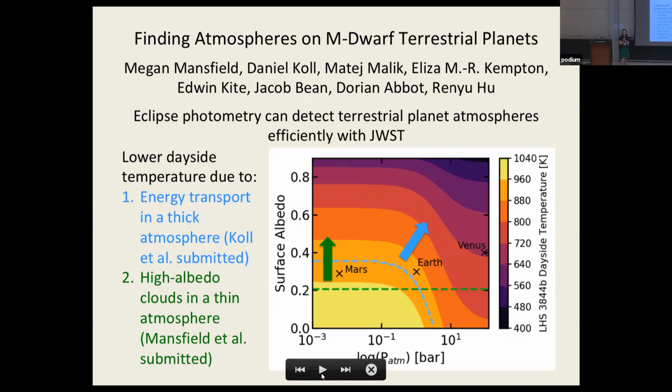A caveat on this is that it's not a method that you would use to detect atmospheres on habitable planets. This is going to work for slightly hotter planets that are easier to see in secondary eclipse. But it can still teach you a lot of interesting stuff about how the XUV flux from M dwarfs impacts the atmospheres of the terrestrial planets orbiting them.